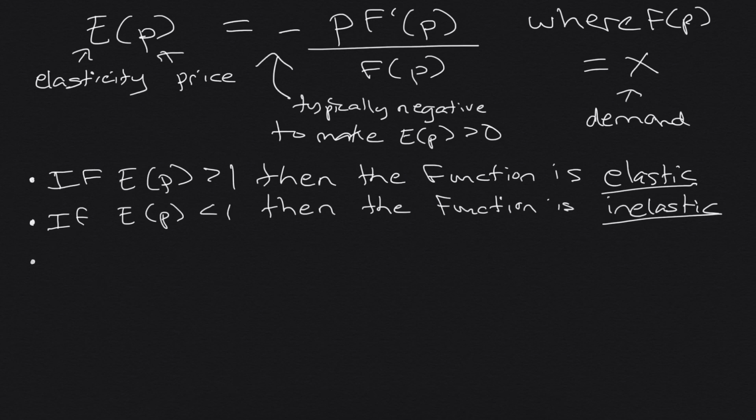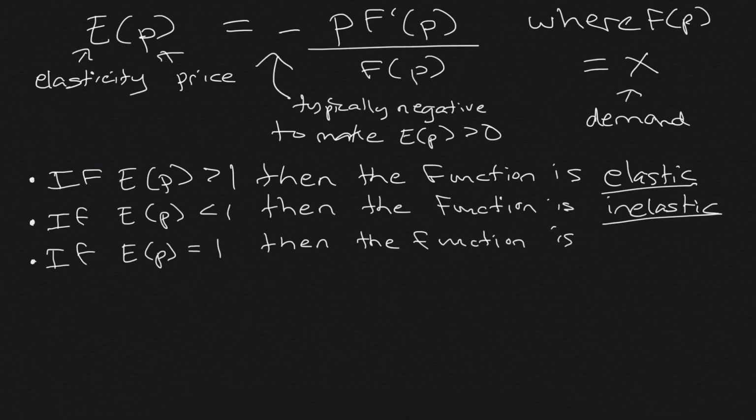And one more case here, you can probably guess what it is. If E of P is equal to 1, then the function, we're going to call that unitary. And what that means is if you were to change the price a little bit, you can expect the demand to change by roughly the same little bit, whatever that was.